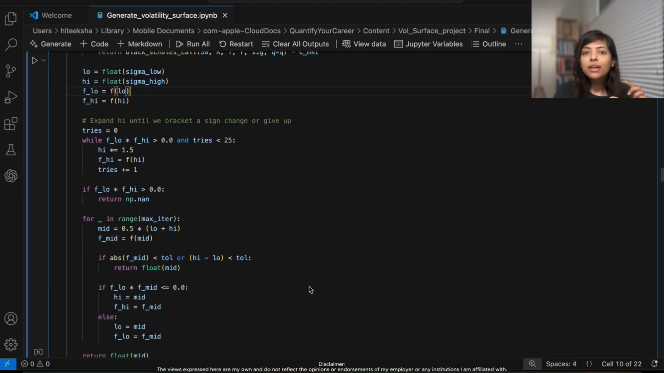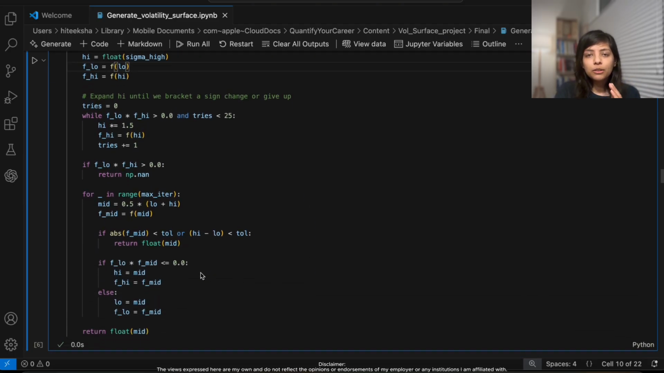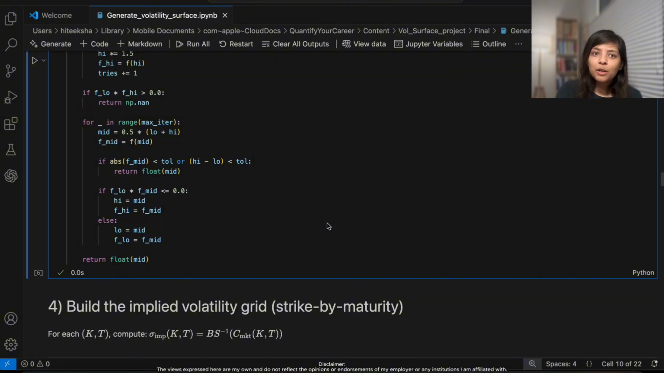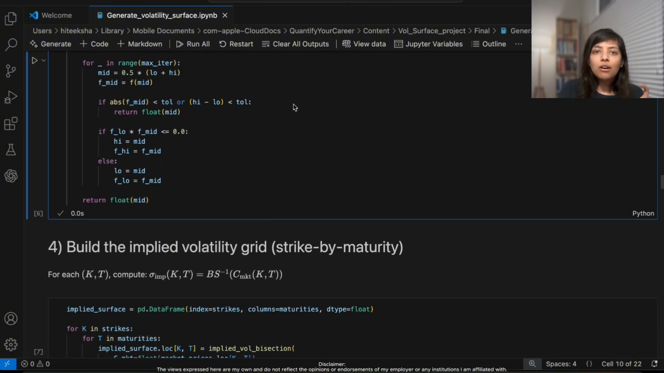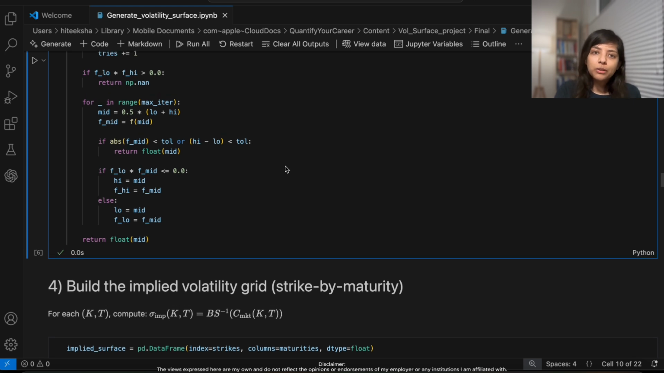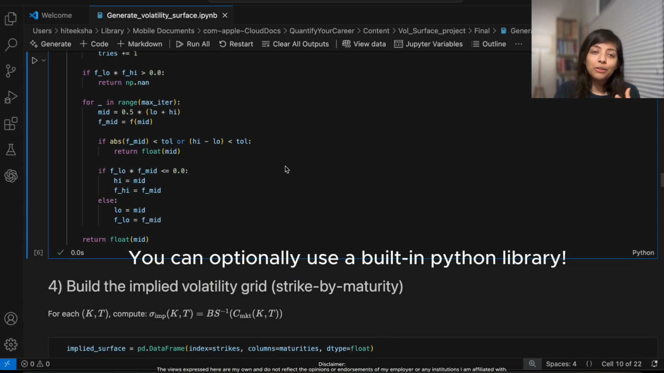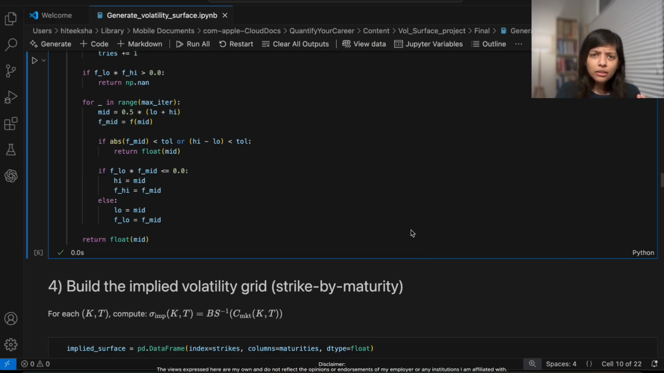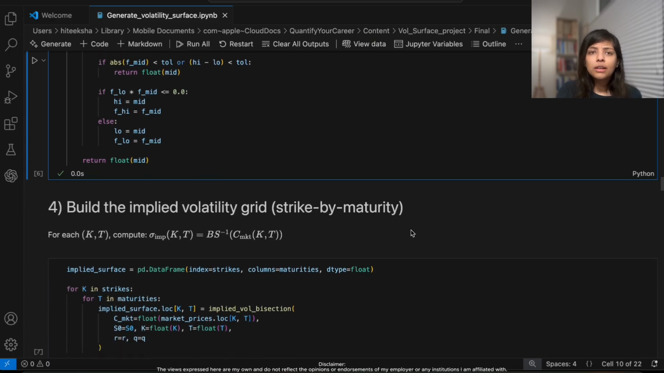And then you keep cutting that interval in half and you try the midpoint. If the price at that midpoint is too high, you know the correct volatility is in the lower half of the interval. If the price at the midpoint is too low, the correct volatility is in the upper half. And then you repeat the process, halving the interval each time until you've narrowed it down so much that your model price matches the market price to within some tiny tolerance.